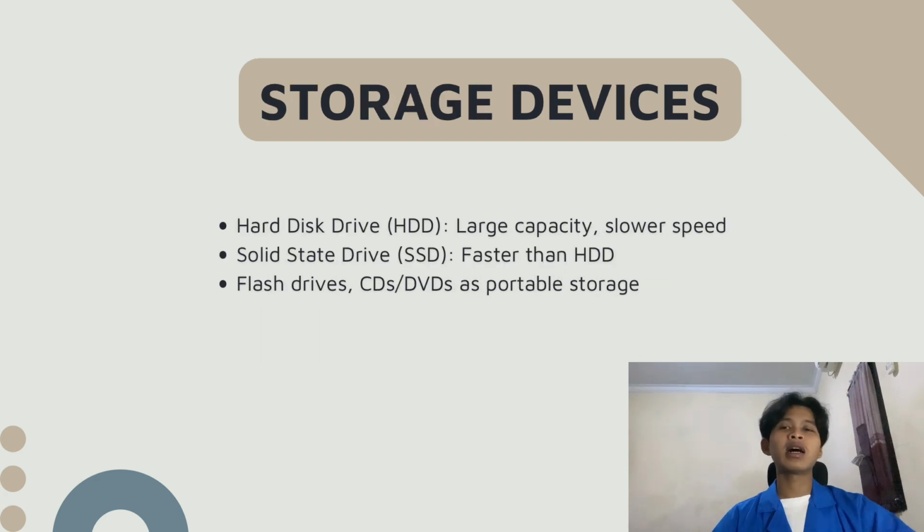For storage, there are different kinds of storage devices. The hard disk drive or HDD has a large capacity but is slower. The solid state drive or SSD is much faster and more efficient. We also have portable storage devices like USB flash drives and optical discs such as CD and DVD.